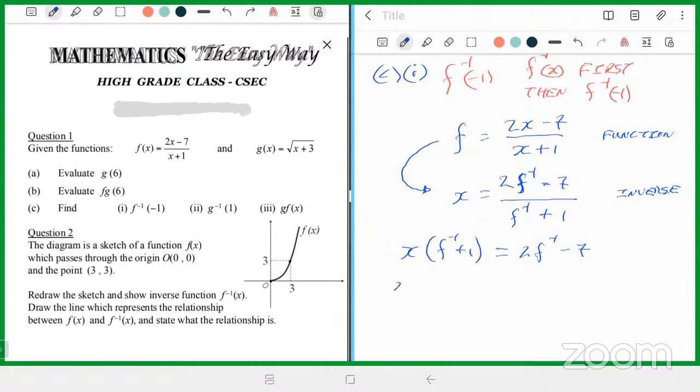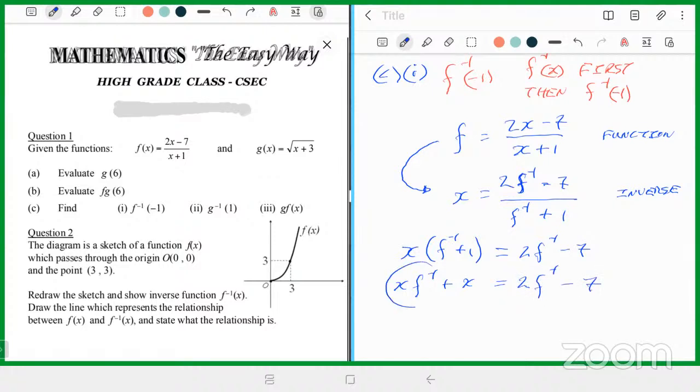So it becomes x. Why are we expanding? Because remember, I want to separate out all the terms so that we can group terms with f to the minus 1 on one side, because we're trying to make f to the minus 1 the subject. So we're going to get x times f to the minus 1, and then x times the 1 is x, equals 2 times f to the minus 1 minus 7.